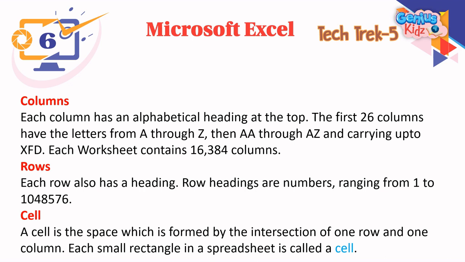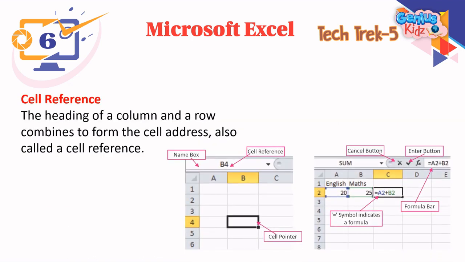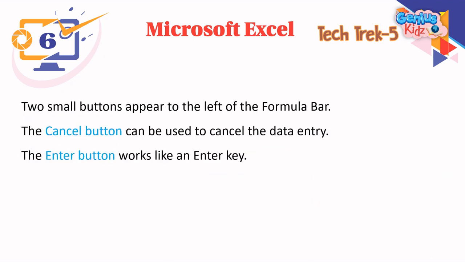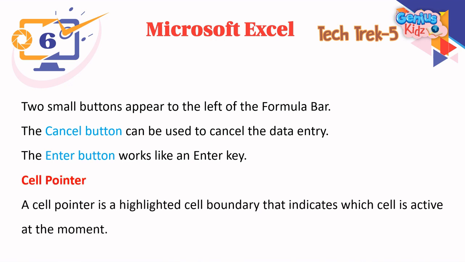Each small rectangle in a spreadsheet is called a cell. Cell reference. The heading of a column and a row combines to form the cell address, also called a cell reference. 2 small buttons appear to the left of the formula bar. The cancel button can be used to cancel the data entry. The enter button works like an enter key. Cell pointer. A cell pointer is a highlighted cell boundary that indicates which cell is active at the moment.